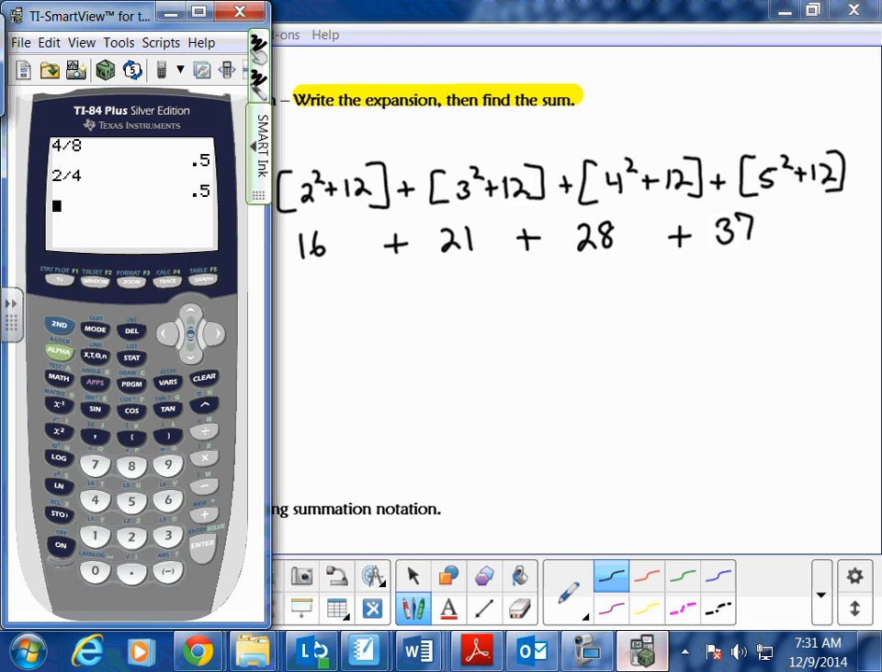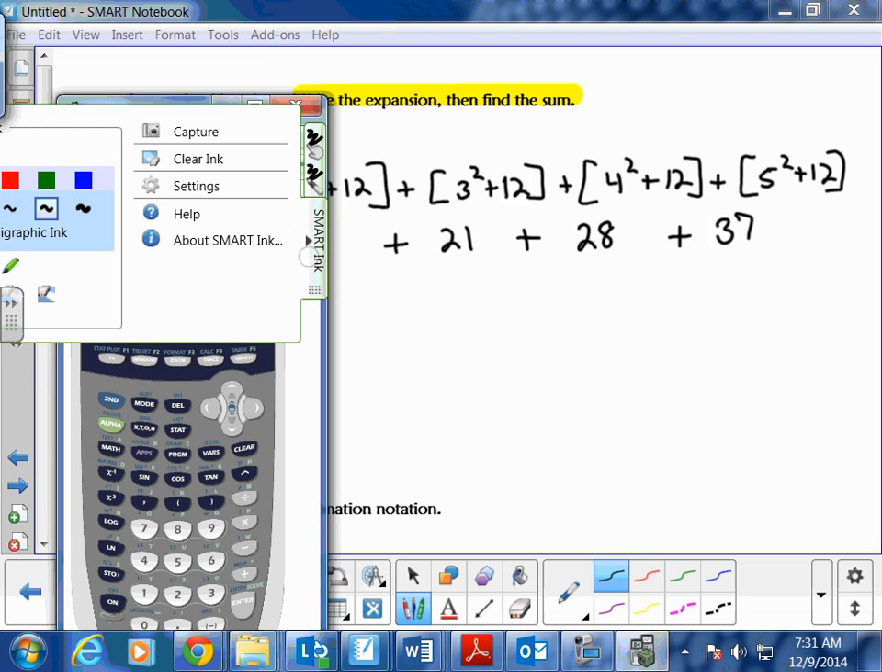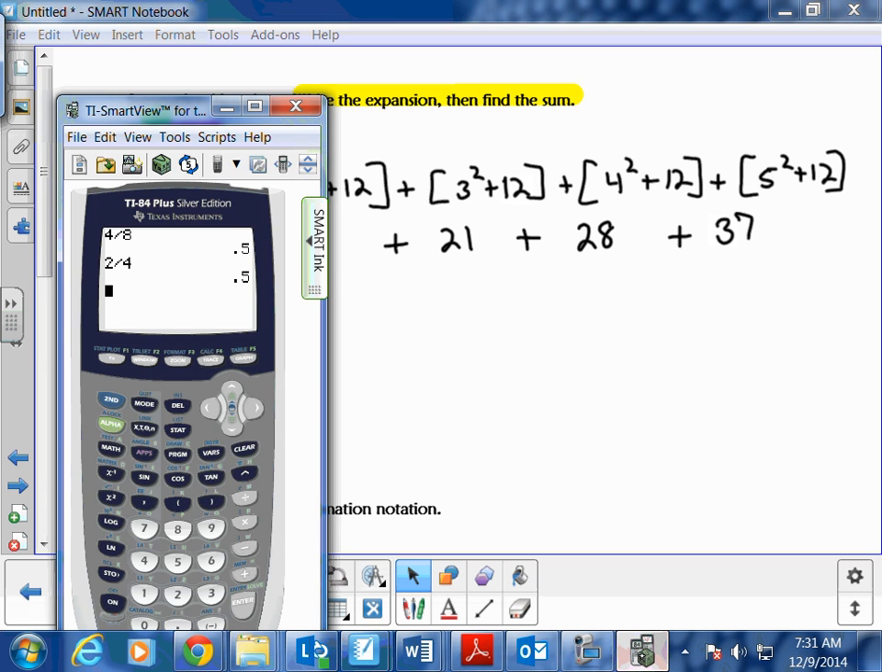I'm kind of blocking my view a bit. I'm also writing on this thing. Let me go back to there, and let's bring this back up.